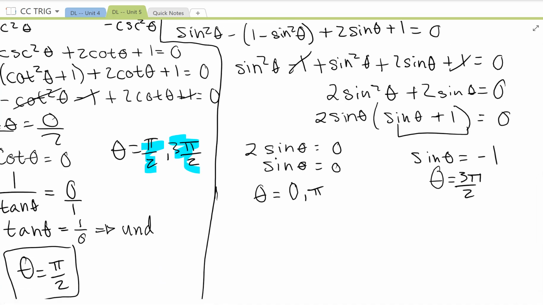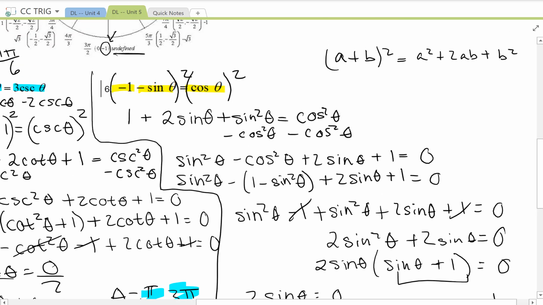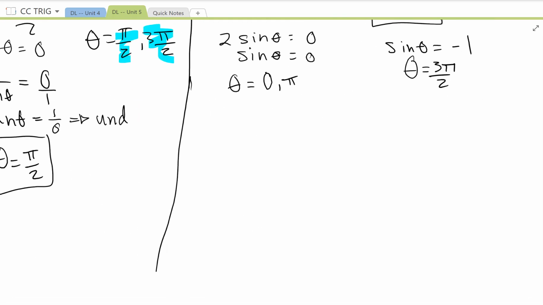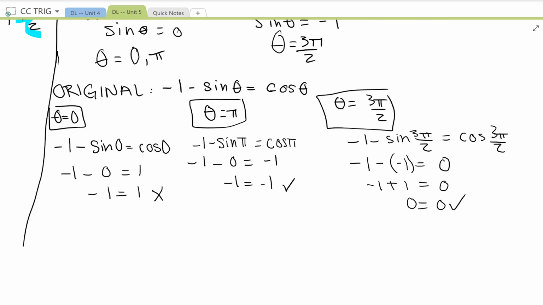And so we have to check for extraneous solutions. Now we've got to check. Let's take the original equation. Plug in your values for theta for the check and pause your video, and I'll do it on mine, and then you can check your answers. All right, so I got that 0 was an extraneous solution, so not a solution at all. And the only ones that checked out were pi and 3 pi halves. So our answers are pi and 3 pi halves.